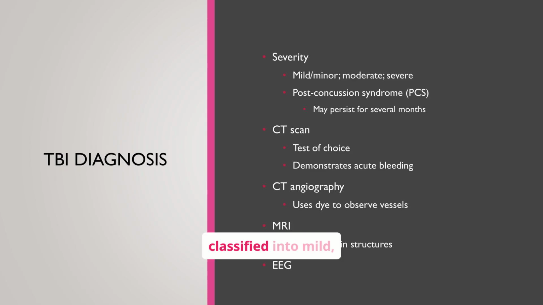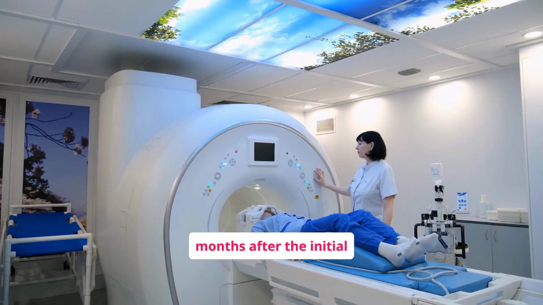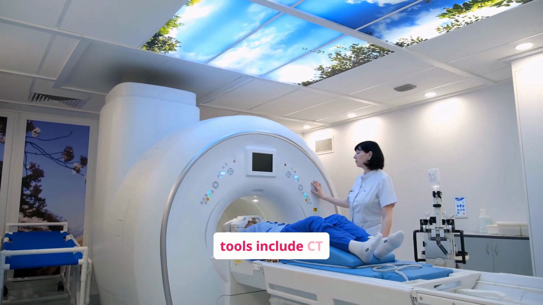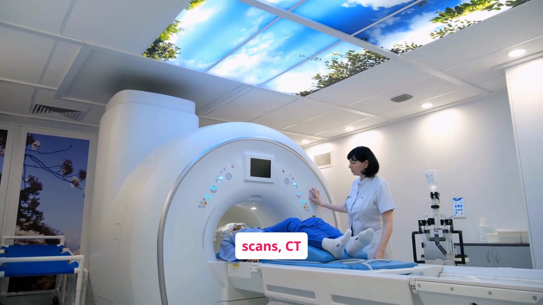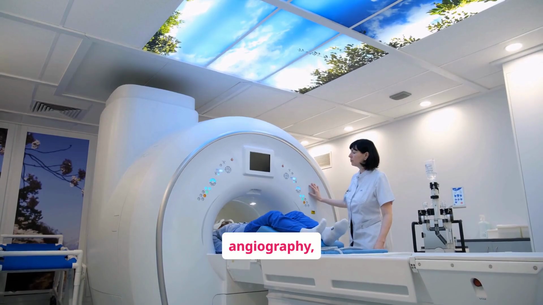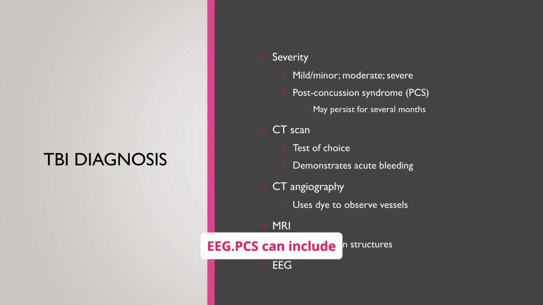TBI is classified into mild, moderate, and severe categories. Post-concussion syndrome, or PCS, can persist for months after the initial injury. Diagnostic tools include CT scans, CT angiography, MRI, and EEG. PCS can include symptoms like mood changes, trouble concentrating, or ongoing headaches. It's important for patients to know that these symptoms are real and treatable.